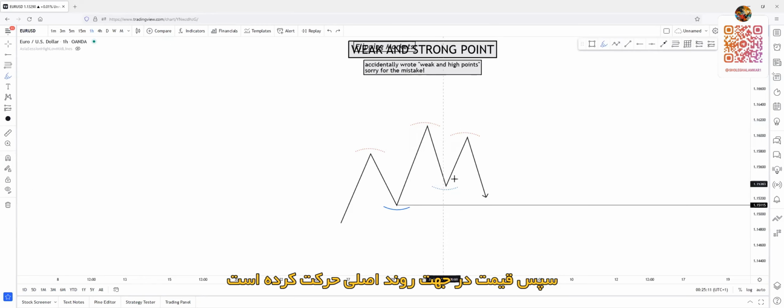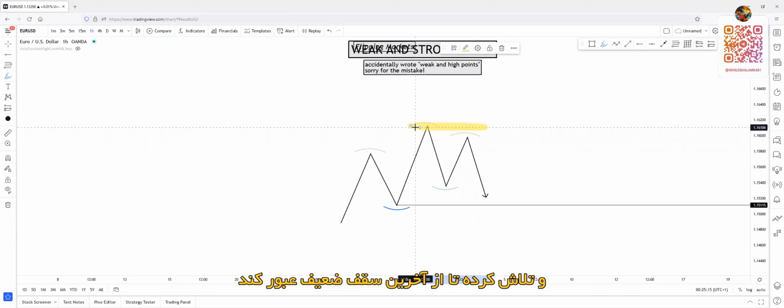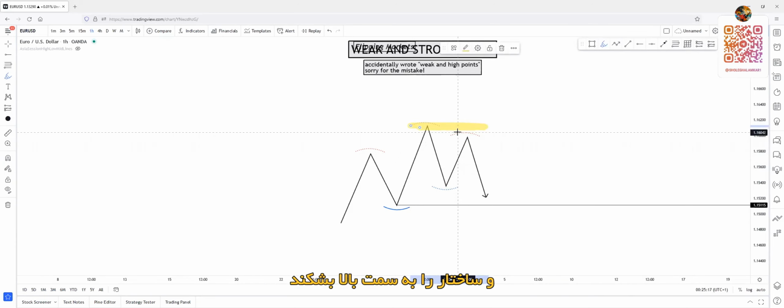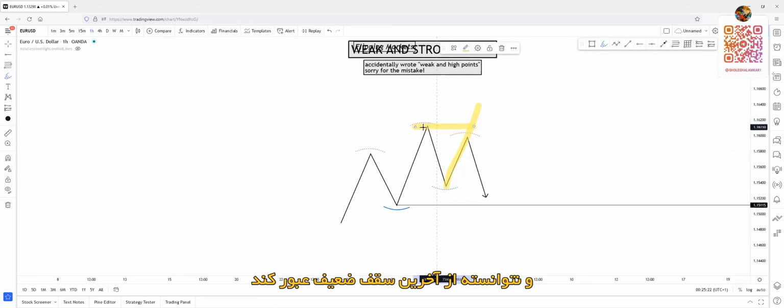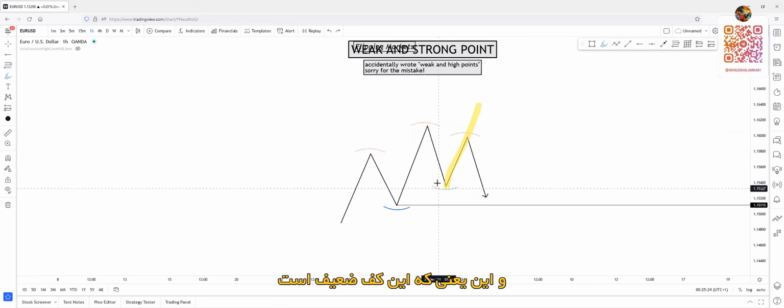After this, price started to form a main trend movement and tried to break above this last weak high and tried to break structure to the upside. But it couldn't break structure and couldn't break the last weak high. So this proves this point, this low will be weak.